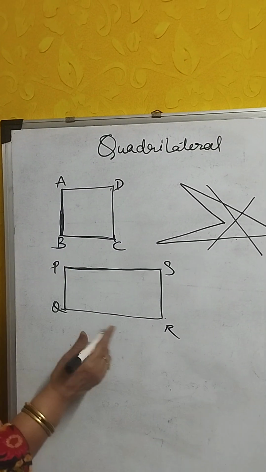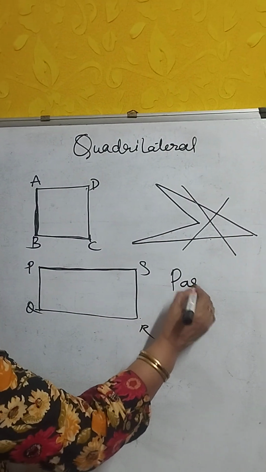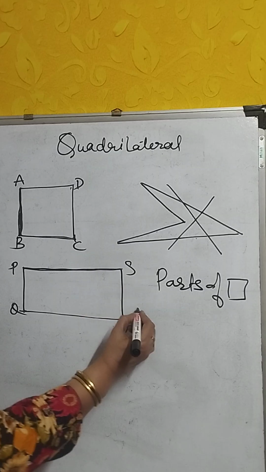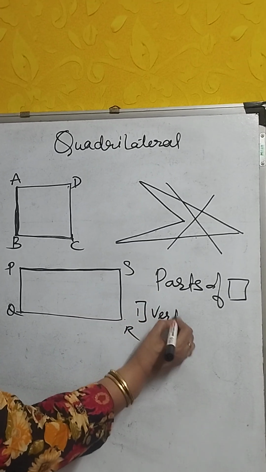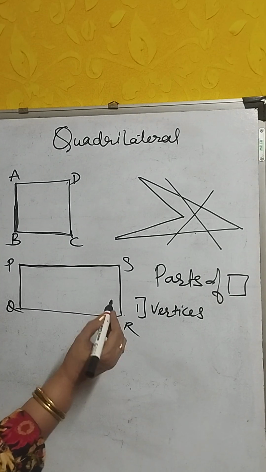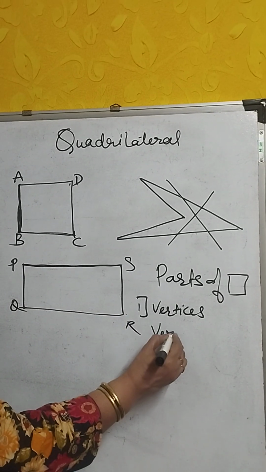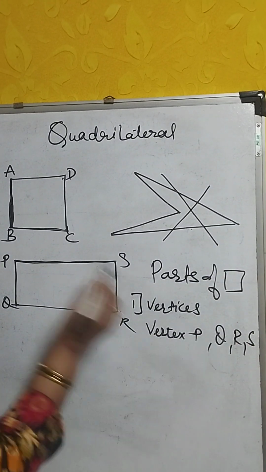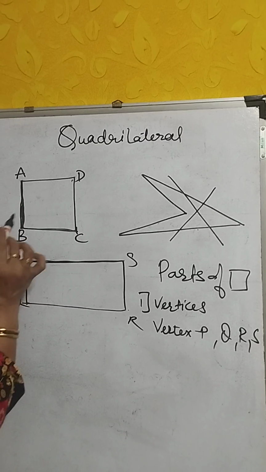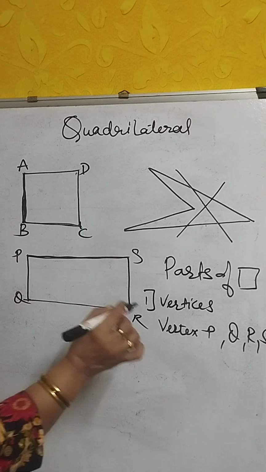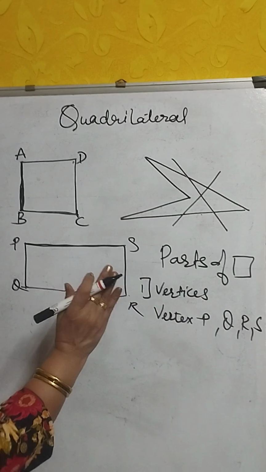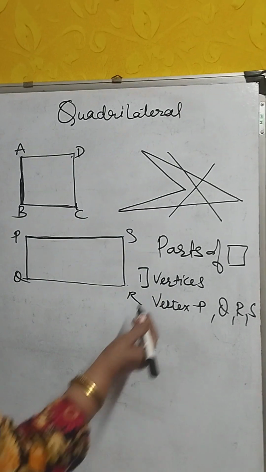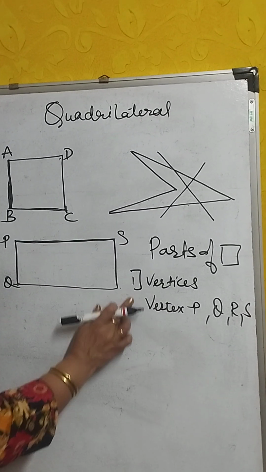Then what are the parts of the quadrilateral? Now we are going to study the parts of quadrilateral. Let us start with vertices. There are four vertices of a quadrilateral, and how do we read them? Vertex P, vertex Q, vertex R, vertex S. Here, vertex A, vertex B, vertex C, vertex D. Means vertices. Try to understand. Don't take it easy, that what the teacher is telling you about vertices, you need to understand them.